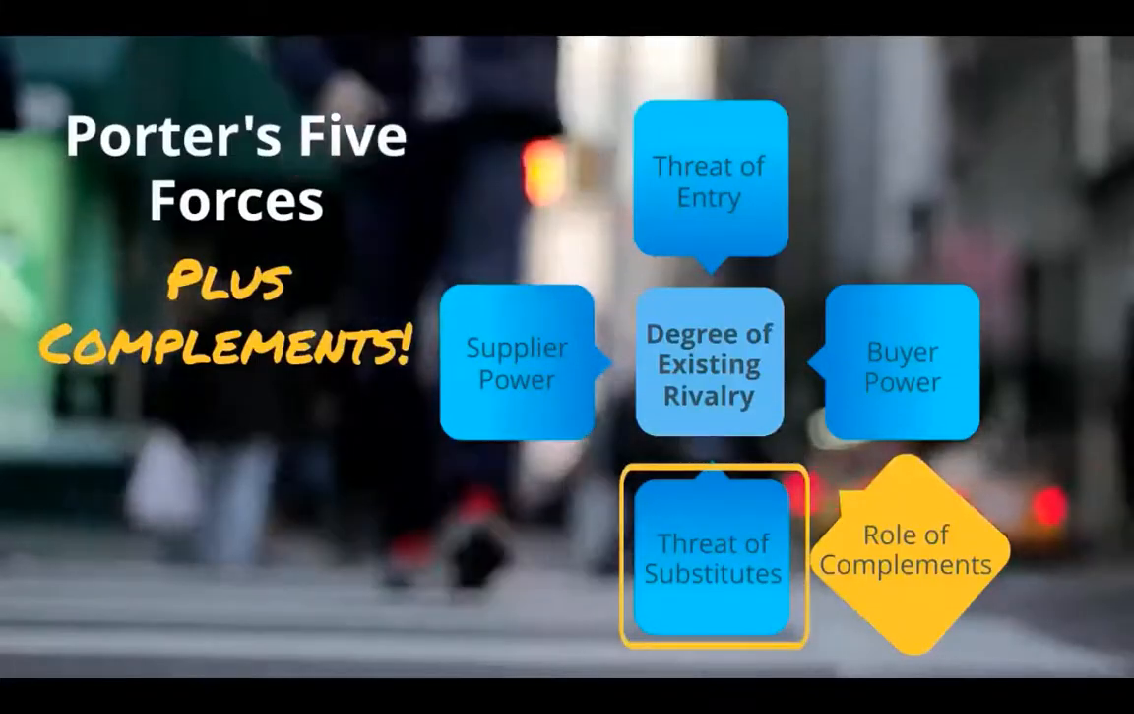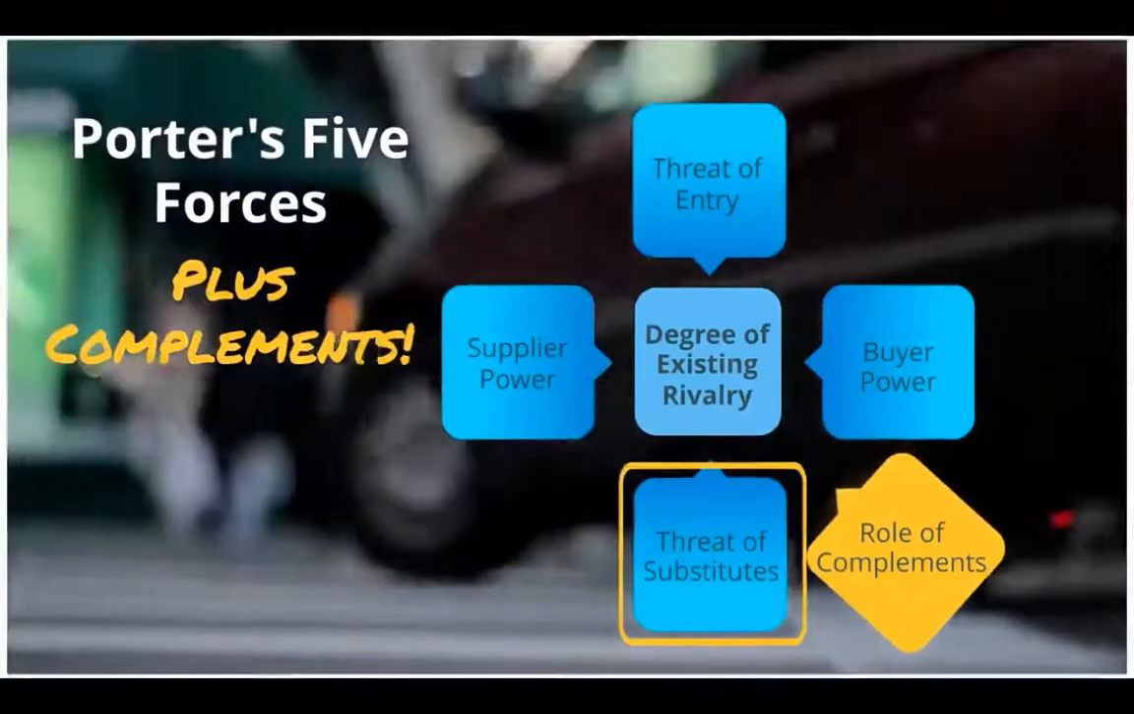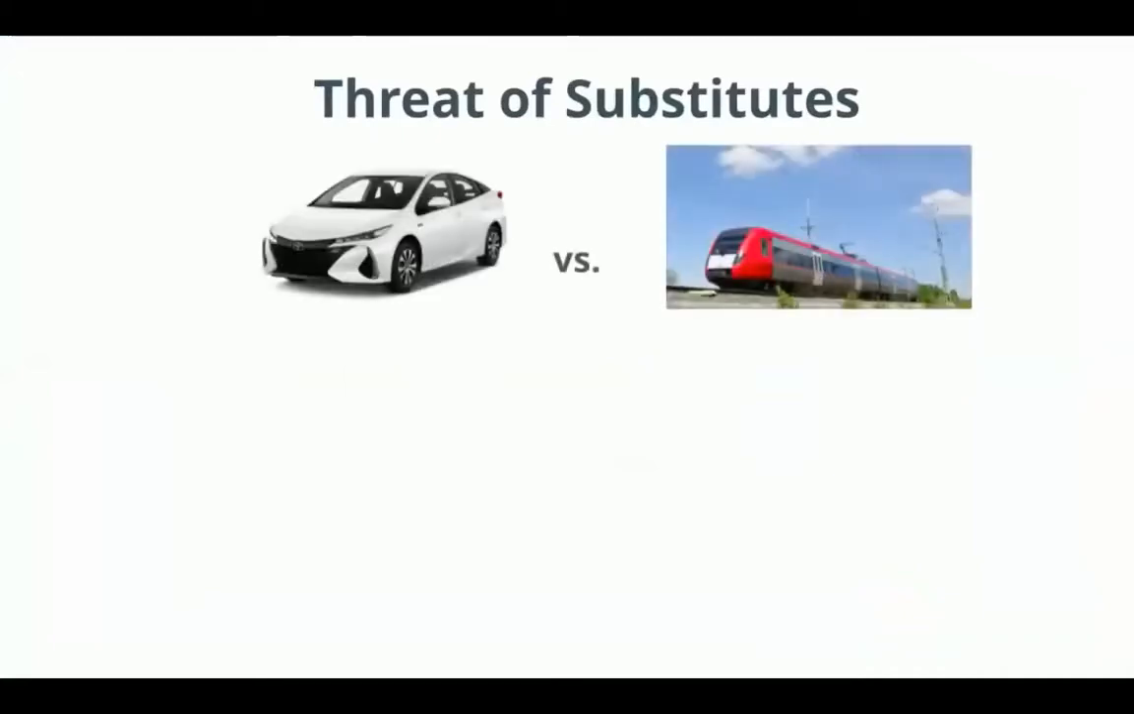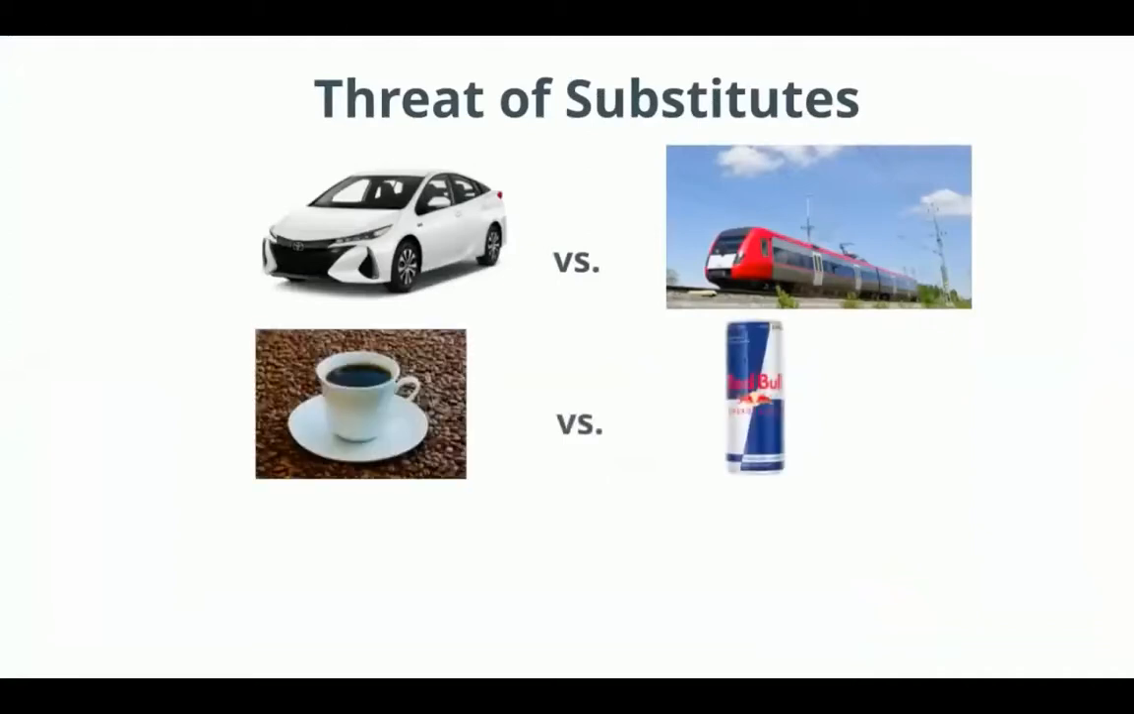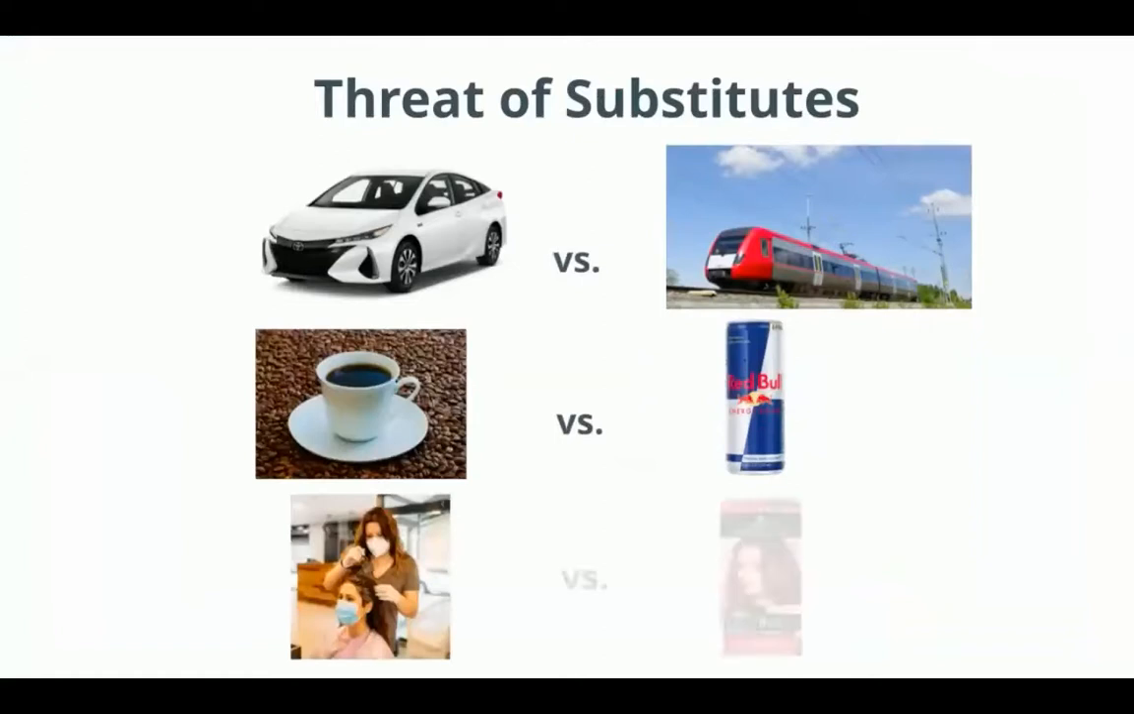Now let's analyze the threat of substitutes. Substitutes are things that aren't in your industry but serve a similar function for the customer. For example, cars versus trains in achieving transportation. Or getting your caffeine from coffee or an energy drink, or getting your hair colored at a salon, or using a boxed hair color.